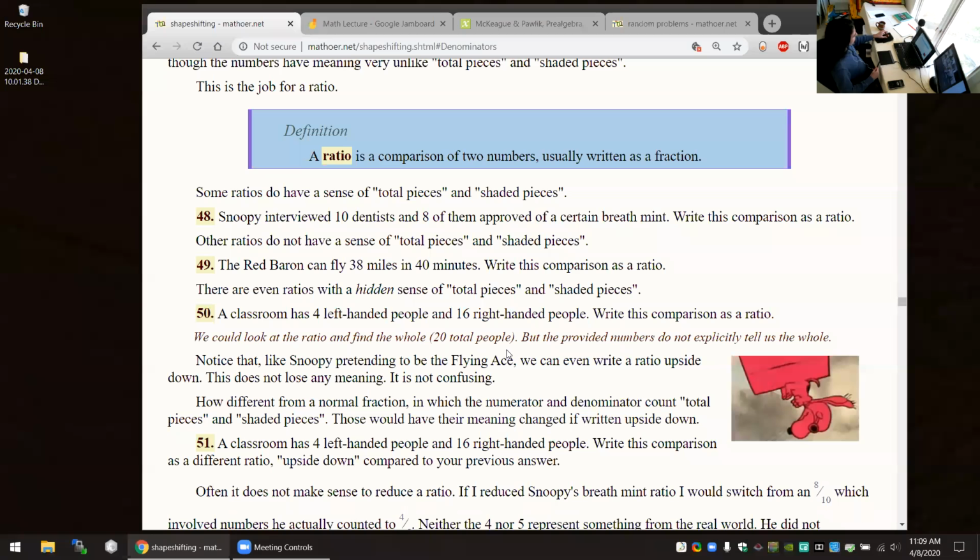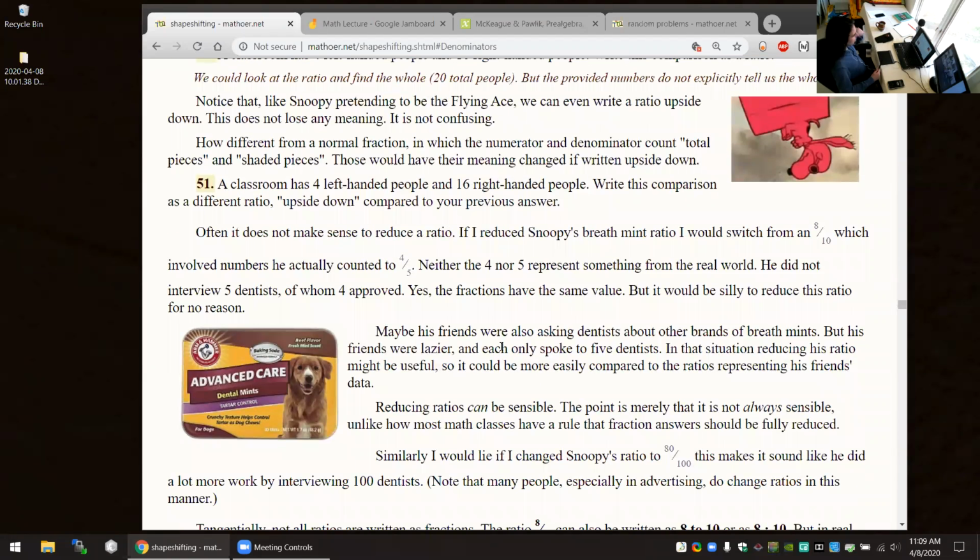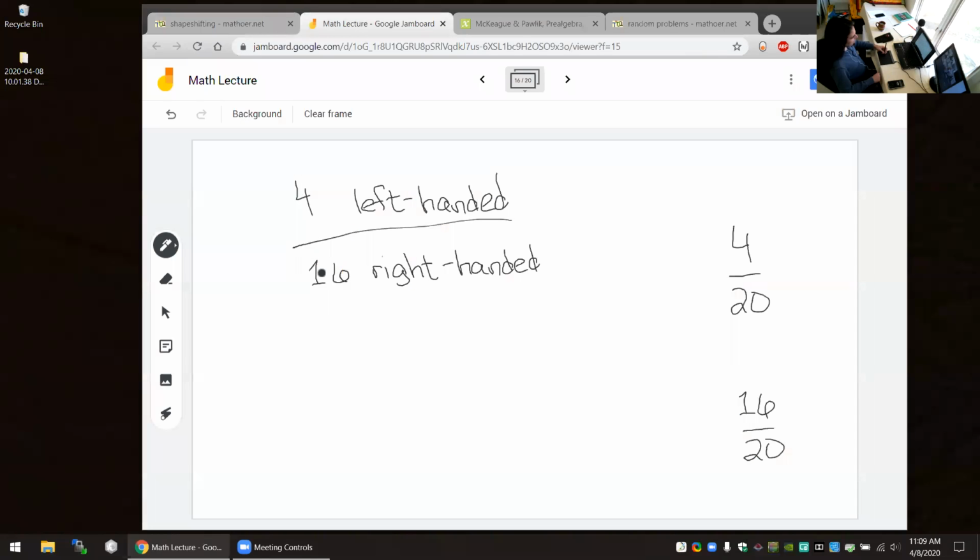So that's what ratios are like. We haven't really talked about what they're for. Often we measure real things. It doesn't make sense to reduce the ratios. Could I take 4/16 and reduce it to 1/4? I could, divide by 4 top and bottom. But that's not real anymore.